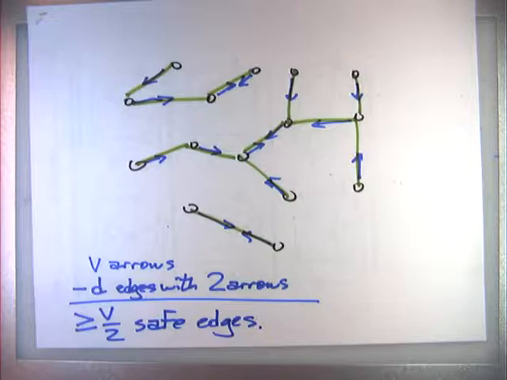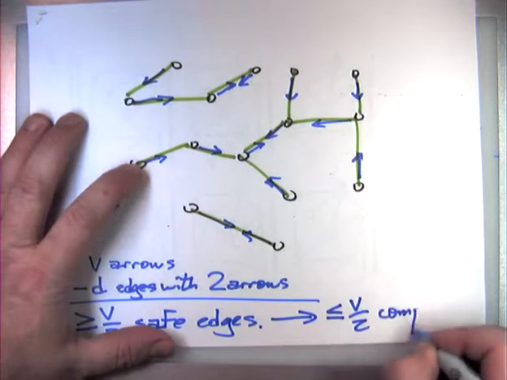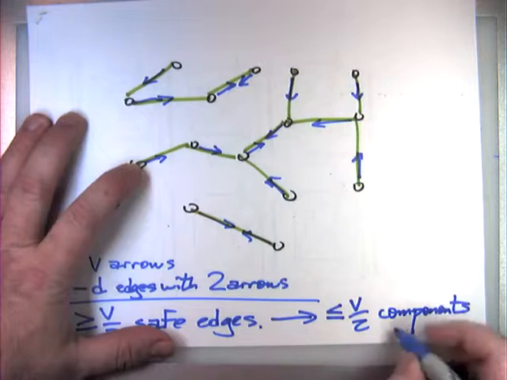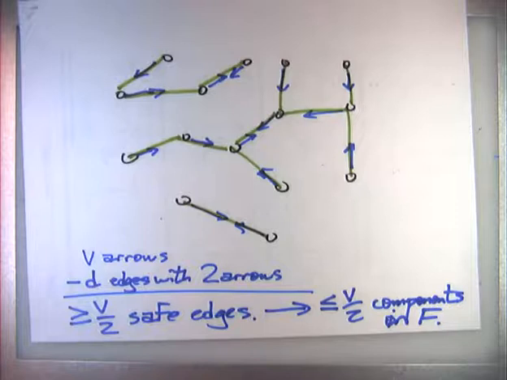Now, after I've added those safe edges, every time I added a safe edge, the number of components in F goes down by 1. So after I add these safe edges, I have at most V over 2 components in F. So after the very first iteration, I've reduced the number of components from V to at most V over 2. And in fact, this argument works more generally.